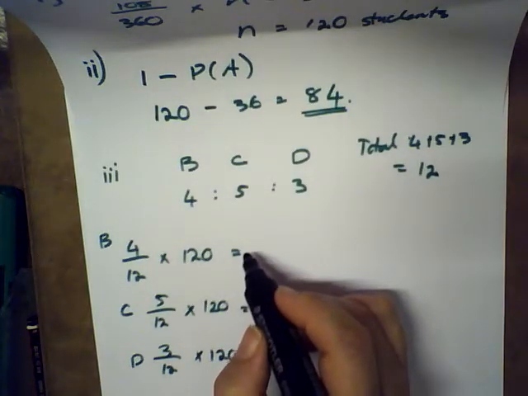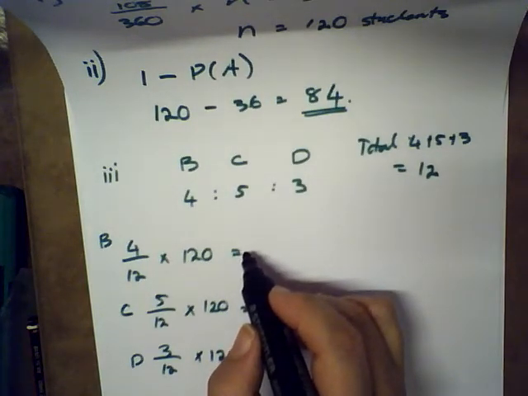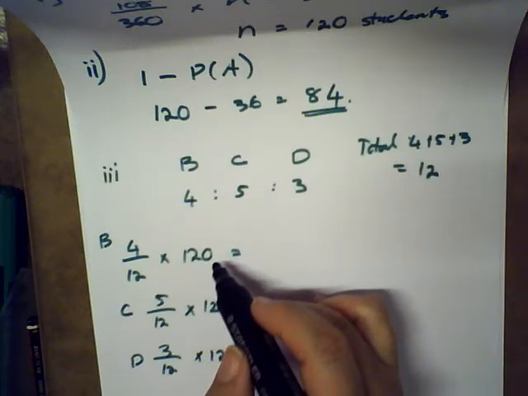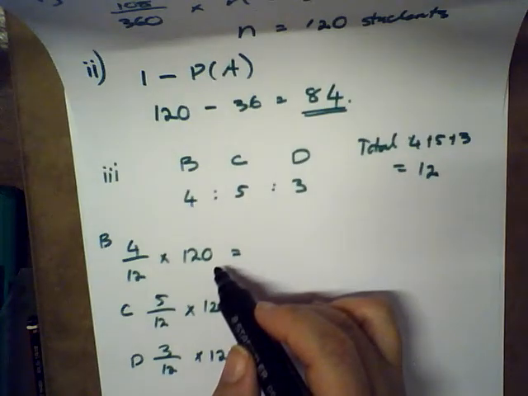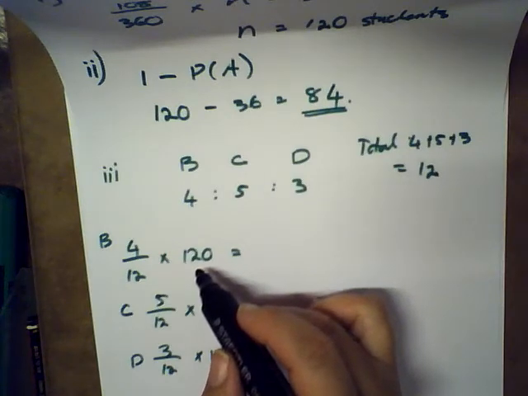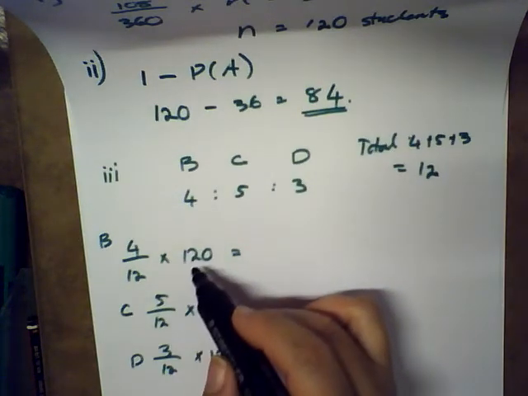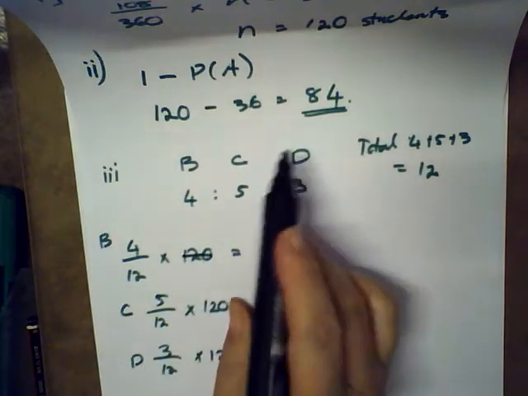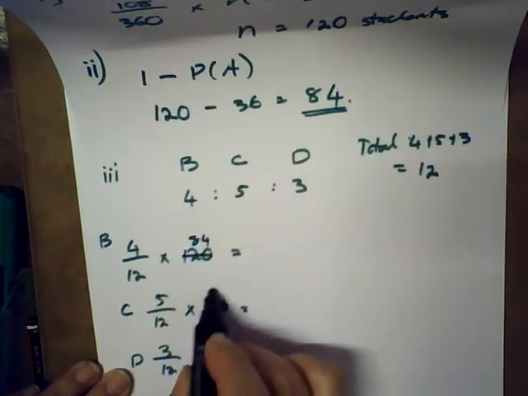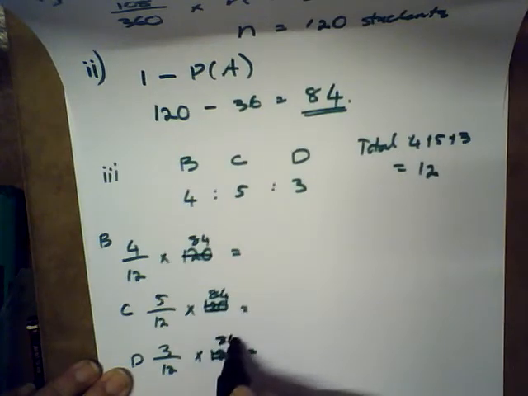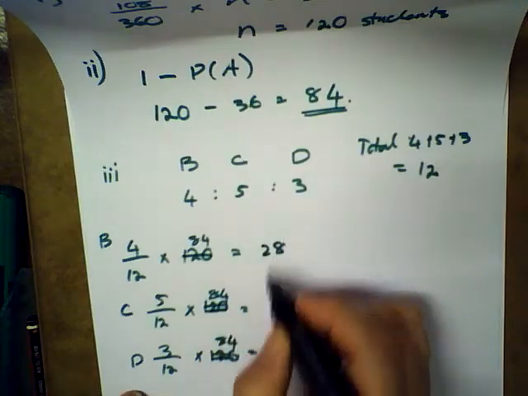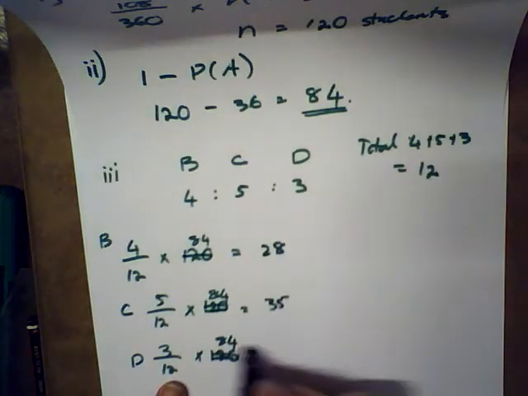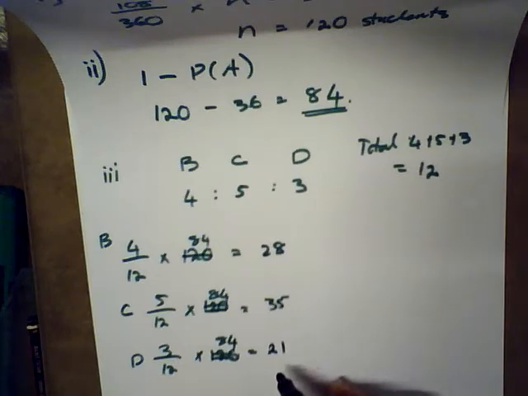So 4 out of 12, that would give us... not getting an A. Sorry, it's not 120 students that we are talking about, because we're not talking about the full amount. We are talking about this 84. So my apologies, ladies and gents. You've got to keep your head here, okay? And that would give us 28, 35, and 21, a third of that.